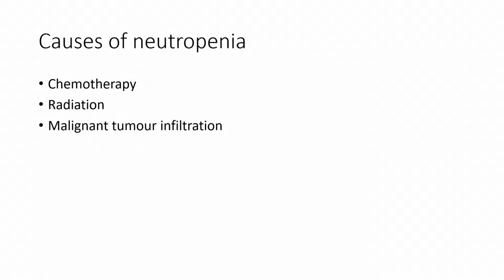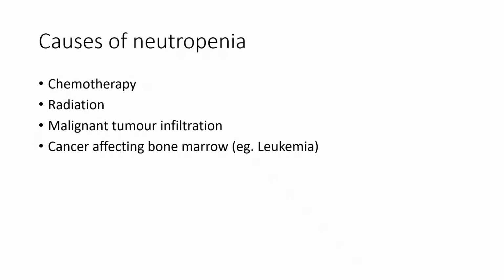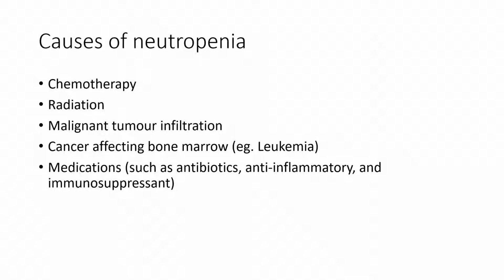So what can cause neutropenia? Chemotherapy can cause it. Radiation can also kill our normal blood cells. Malignant tumor infiltration into the bone marrow. Cancer affecting bone marrow, such as leukemia. Medications, for example, some antibiotics, anti-inflammatory medication, and a lot of immunosuppressant medications can also reduce our neutrophil count.